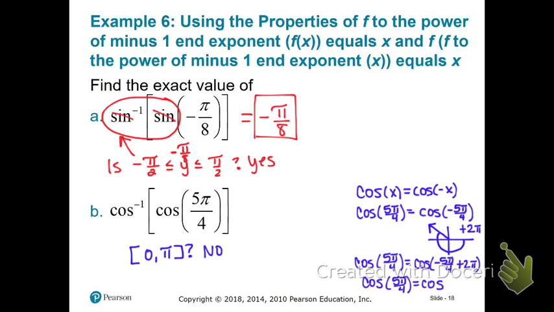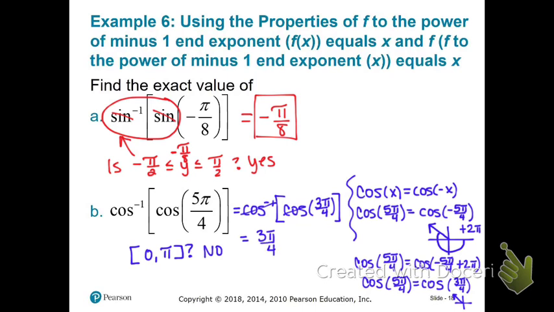So when you add those together, you get 3 pi over 4, which is that same angle we just looked at, right? So 3 pi over 4 is over here in quadrant 2, isn't it? Knowing that, I can come back over here and say that this is the inverse cosine of 3 pi over 4. And now 3 pi over 4 we know is between 0 and pi, so these cancel each other out, and we get 3 pi over 4.